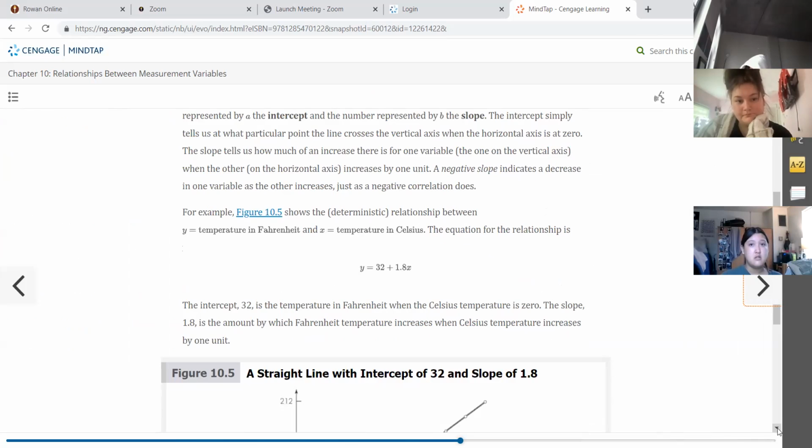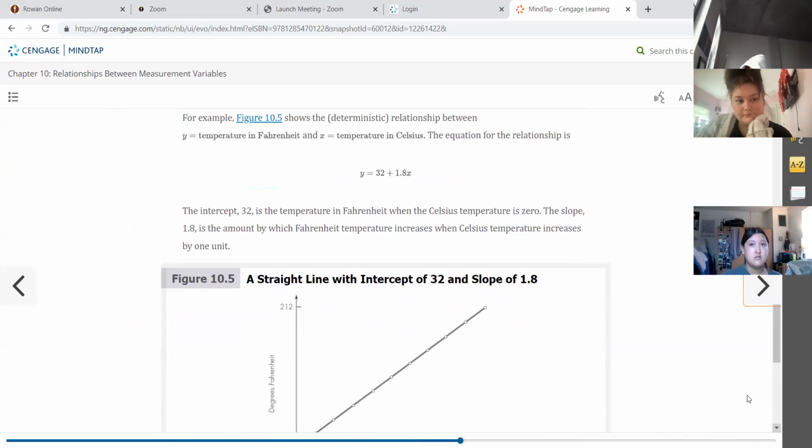Now, how do we interpret that line? That line is saying that every time x increases by 1, y increases by 1.8. That's what the slope means. The 32 tells you when x is 0, what is y? That's the y-intercept. Okay, that's what that means.